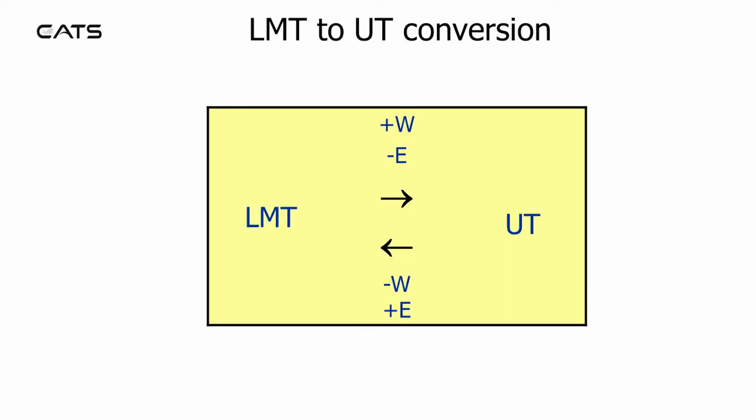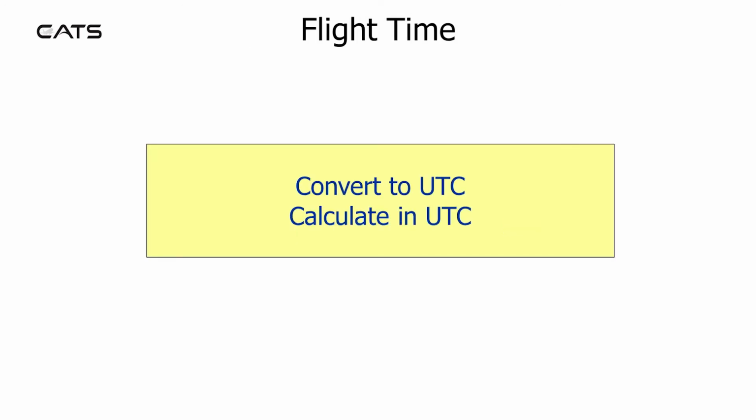LMT to UT conversion. LMT to UT differs by the longitude. In other words, LMT add westerly longitude or subtract easterly longitude to get universal time, or vice versa. Flight time. When doing calculations, it's advisable to convert to UTC and do any flight time calculations in UTC.